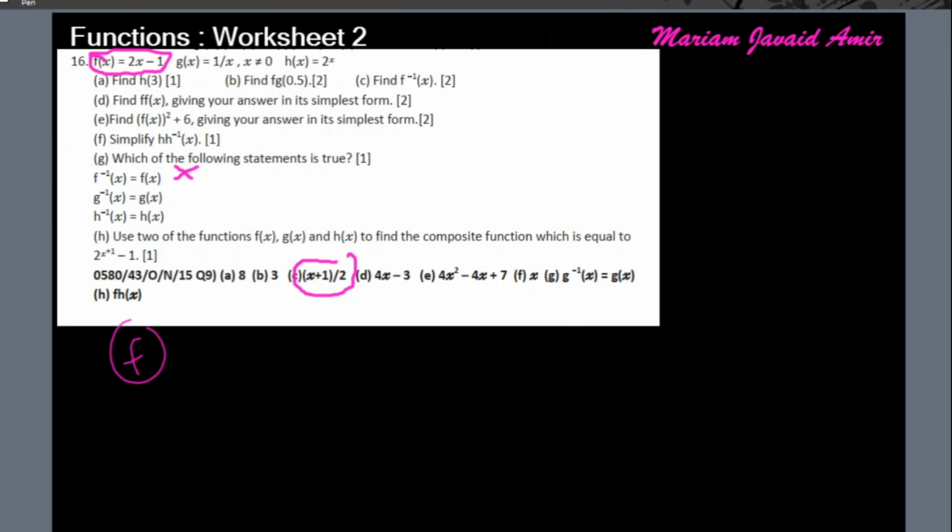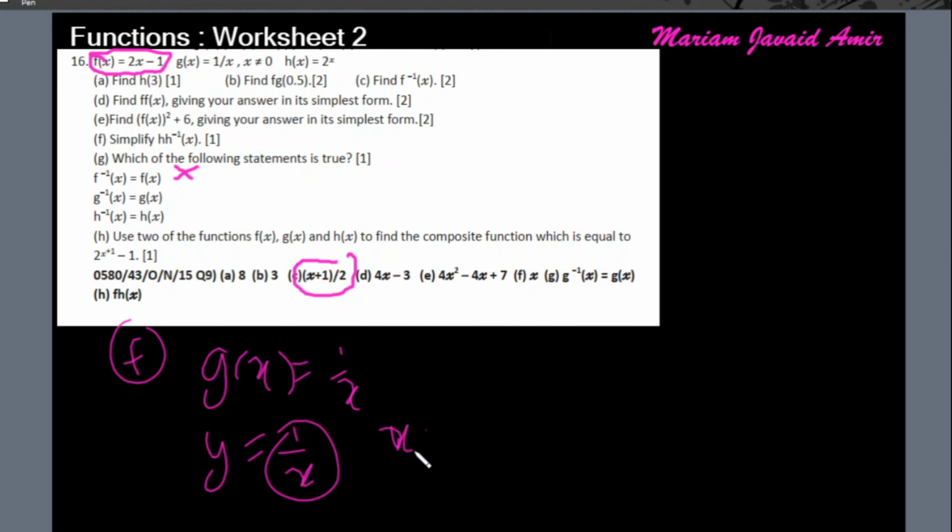Now let's check for the other two functions. Let's check for g(x) and g inverse of x. We know g(x) is 1 by x, so let's quickly find g inverse of x, and we can tell from right here that g inverse of x, when we make x the subject, will be the same. Then we change y to x, and g(x) and g inverse of x are the same, so it'll hold true for g(x).